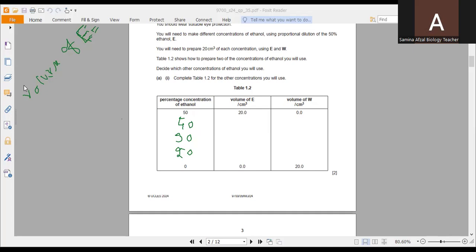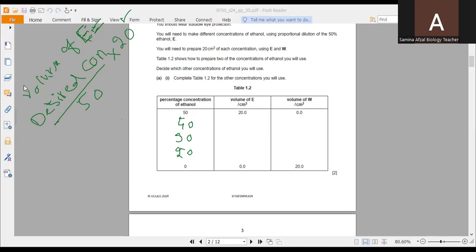So the formula is, volume of E is equal to desired concentration over 50, because we have to make concentration, multiplied by 20. Now you must know what 20 is. 20 is the ml of solution which we need. We have to make a quantity of 20 ml or 20 cubic centimeters.